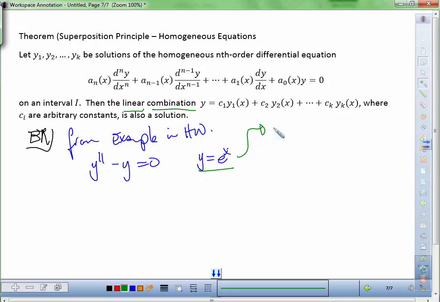I would need the second derivative, so y, y prime, and y double prime are all equal to e to the x. And so if I put that in here, e to the x, that's the y double prime, minus e to the x. And that's equal to 0. So yes, this is a solution. So that's verified that it's a solution.